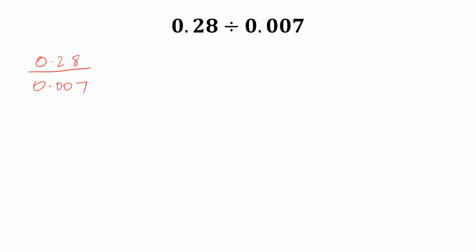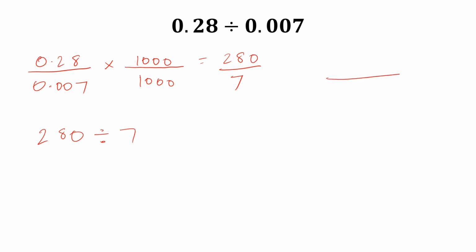Since it has 3 decimal places, this simply means that we need to multiply both our numerator and denominator by 1,000. In doing that, we will now have 280 in our numerator, and in our denominator we will have 7. So we can rewrite the problem as a division problem as 280 divided by 7. So let's divide.